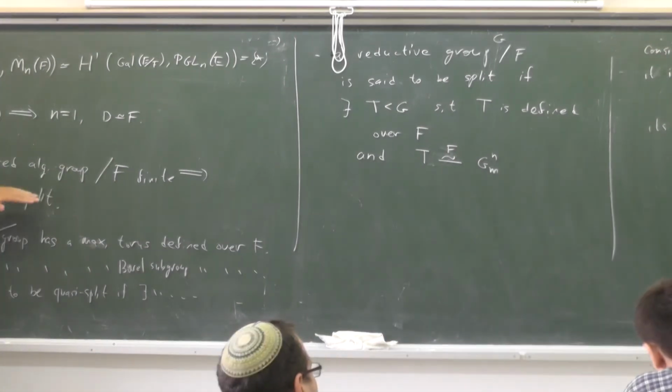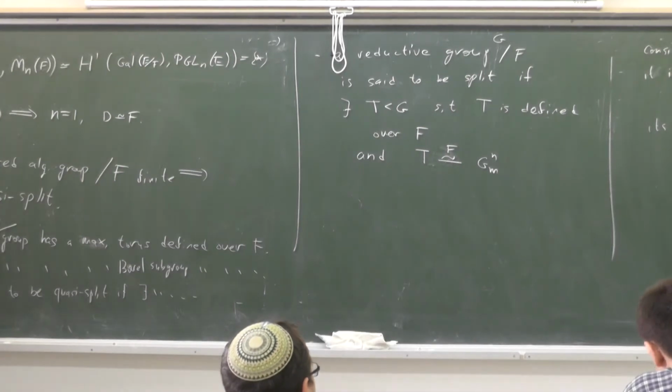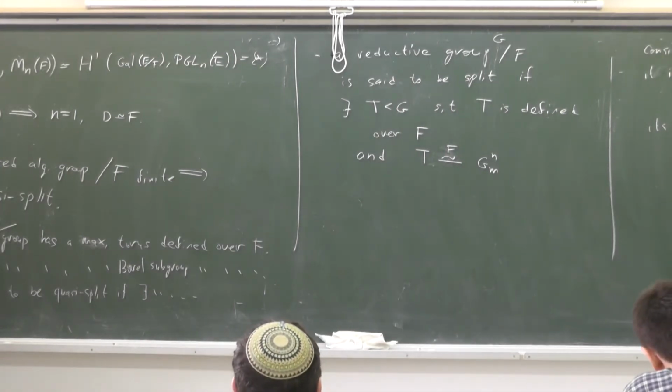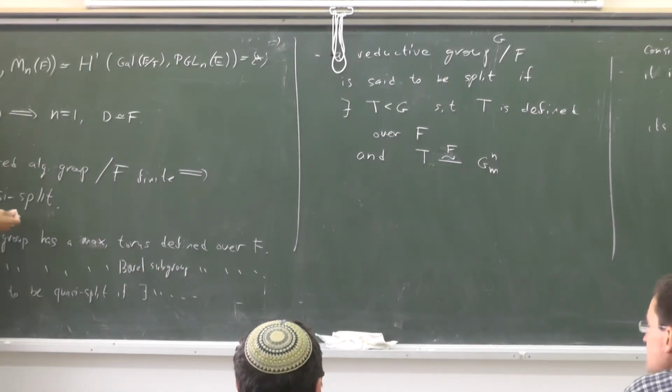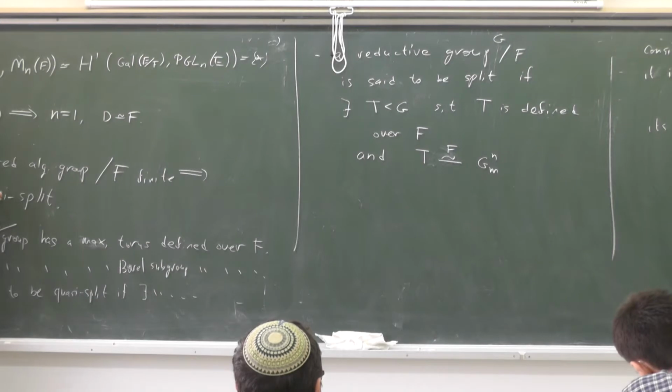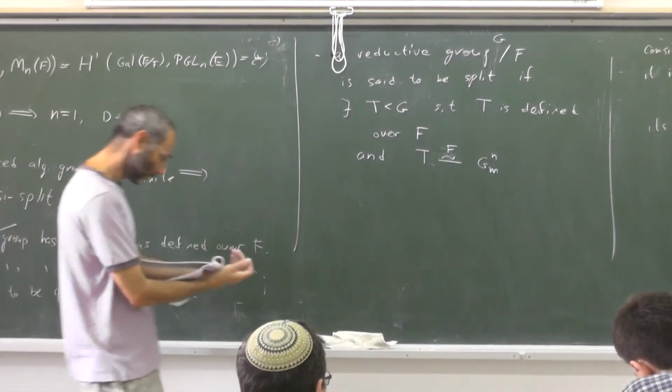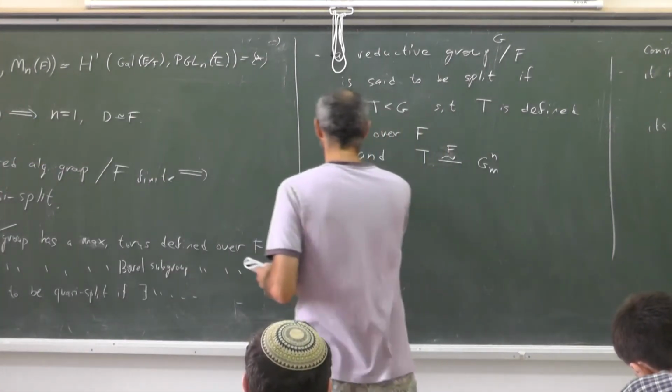In that case, I would say that my group is quasi-split. And over finite fields, all groups are quasi-split. This is the case. And of course, I added connected here, but I would say that the group is quasi-split if its connected component is quasi-split. So, in short, the slogan here is over finite fields, all groups are quasi-split. So let me show you this.